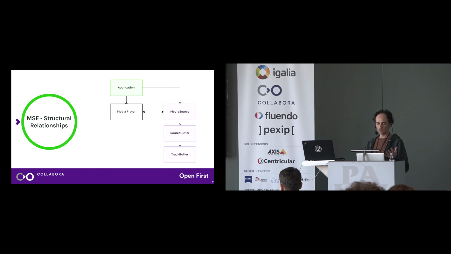If you want to look at the structural relationships, basically how these things are linked up, this is it. The application is responsible for creating the media player and the MediaSource. There's a parent-child relationship between the MediaSource, the SourceBuffer, and the track buffer. So a MediaSource is going to have one or more SourceBuffers, and as a SourceBuffer processes data, it's going to create all the tracks necessary, whatever's in the media that you're providing.